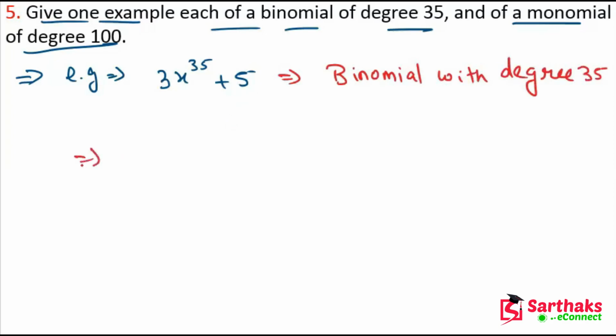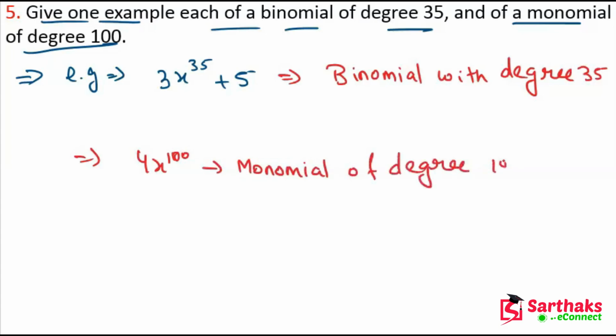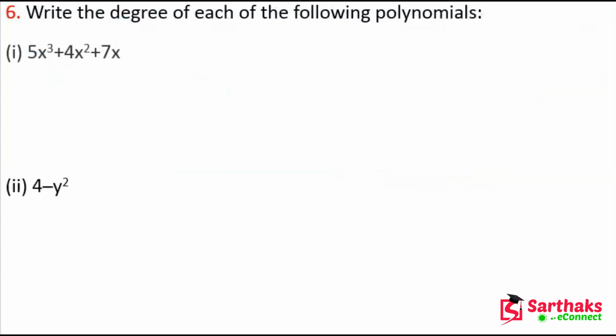Okay. Now if we see the example of monomial with degree 100, we can write 4x raised to power 100. So this is monomial of degree 100. Okay. I hope you understand these things. So now next question is, write the degree of each of the polynomials. Now we have to write the degree. So what is the degree in this case? The degree is equal to the highest power of the variable. So this is 3.